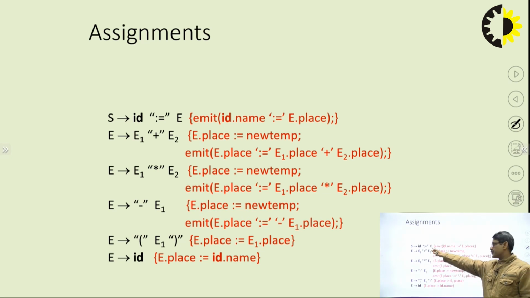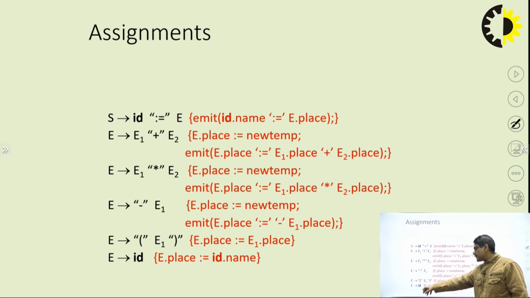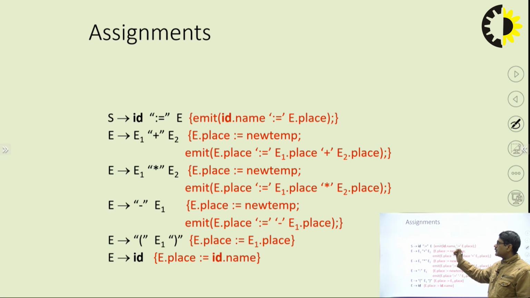E1 star E2, you can change the operators: plus, star, minus, and divide, anything. This is for the unary operator. Then this is for when you evaluate any expression, and that expression will be stored in some bracket. Then the final grammar production, E produces ID, where ID is the value of basic operands. So that is the grammar, and that grammar is suitable for an assignment statement.